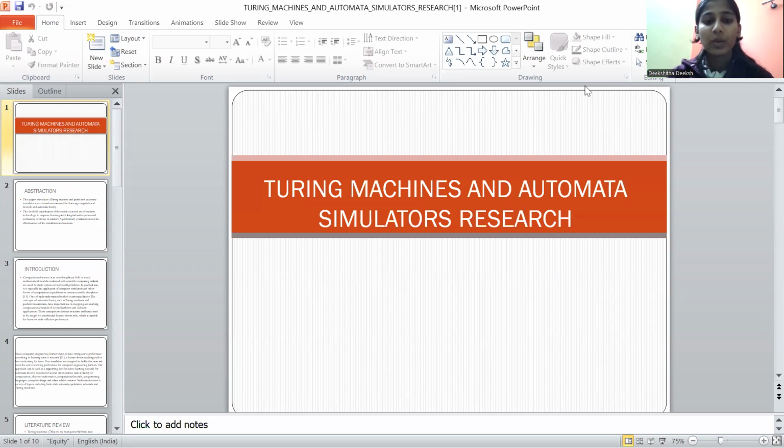Today our topic is TOC, Theory of Computation, and my topic is Turing Machines and Automata Simulators Research. Now let us discuss the abstract of this topic.